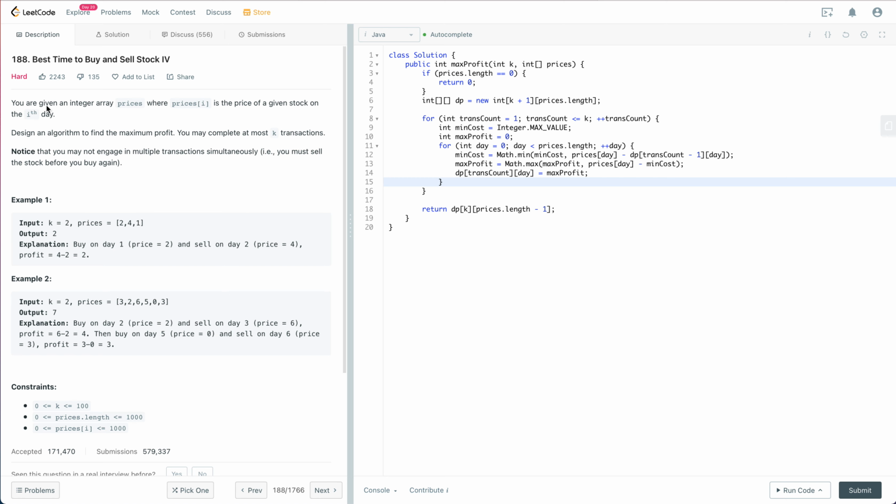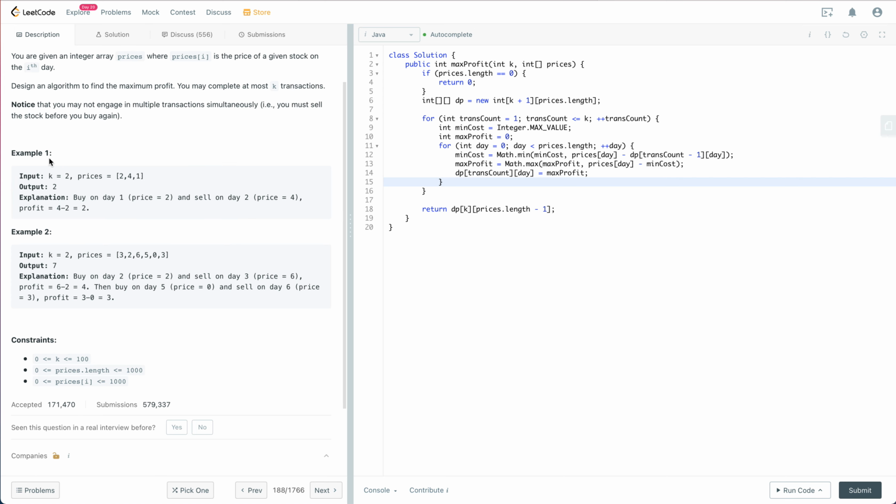So let's see. You're given an integer array prices where prices[i] is the price of a given stock on the i-th day. Design an algorithm to find the maximum profit. You may complete at most k transactions, and you may not engage in multiple transactions simultaneously, so you must sell a stock before you buy it again.